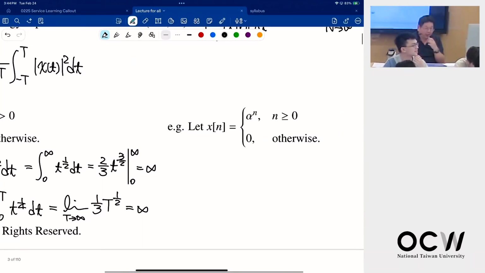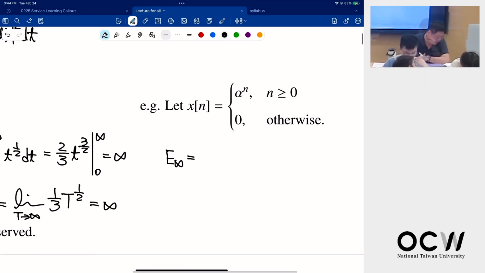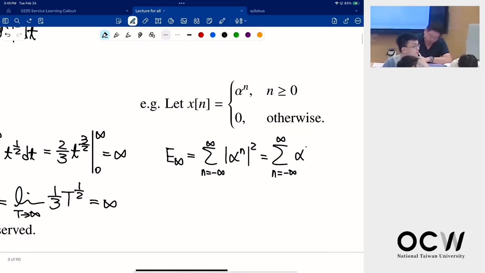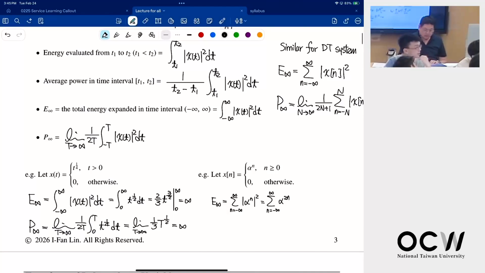How about the discrete time case? Let's just find out the total energy. Okay, so to get the total energy, you'll get alpha to the 2n, and you can continue at home. Okay.